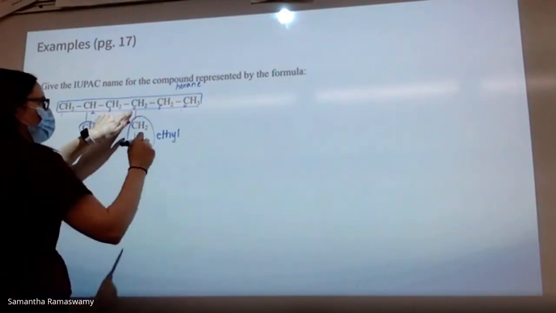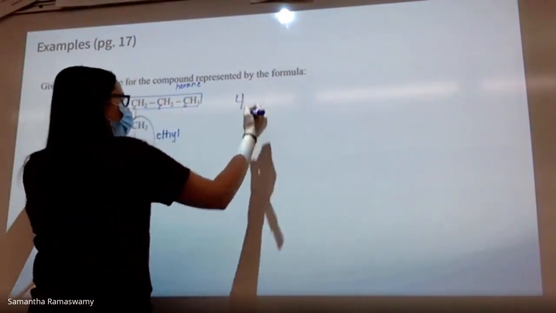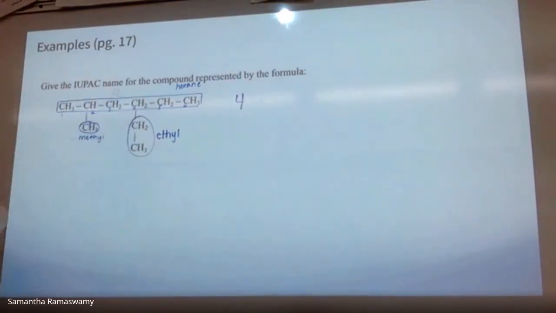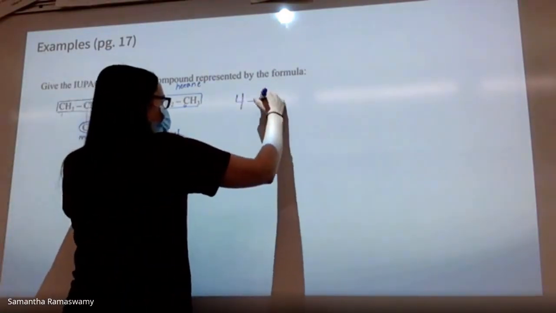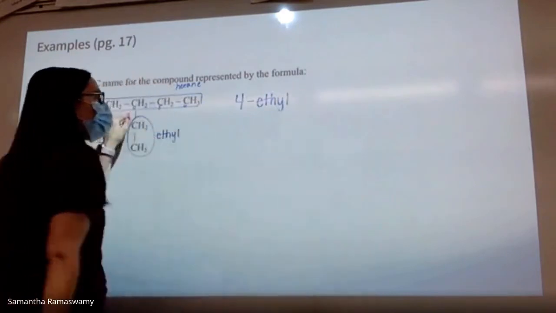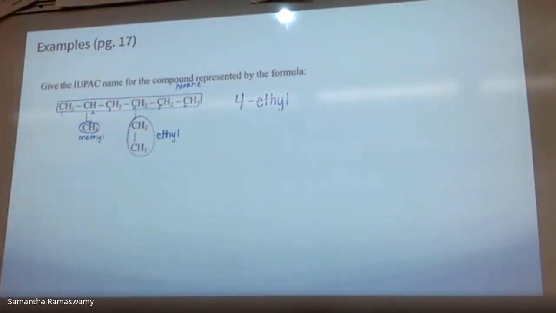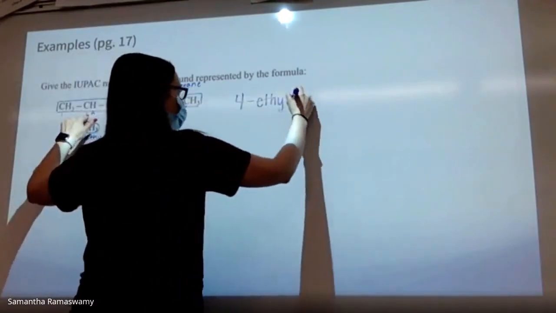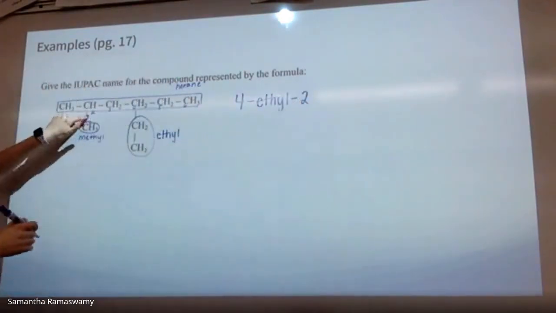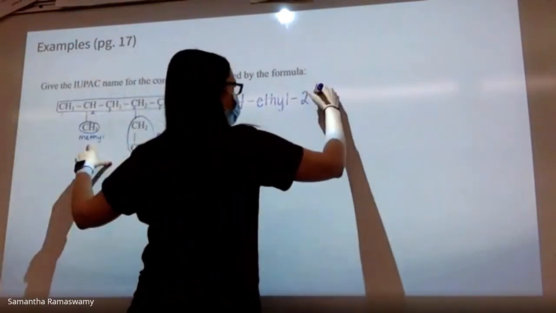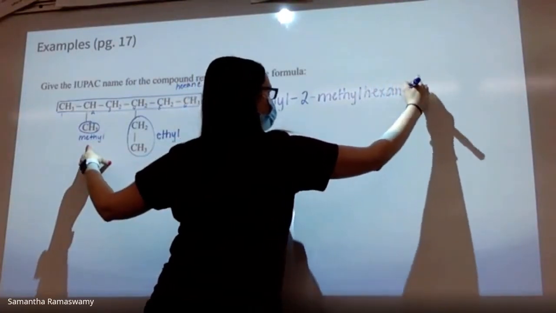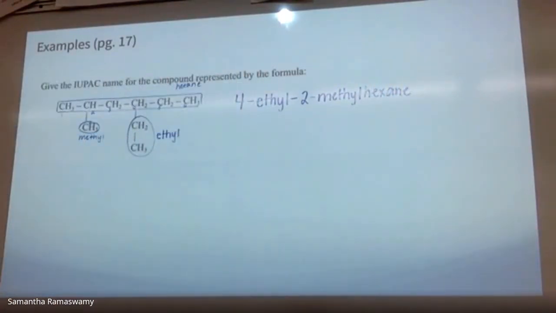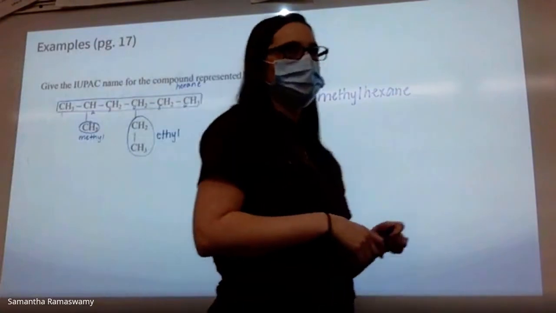So we're going to use the 4 because that's the carbon that it's attached to. There's only 1 ethyl, so we only have 1 number. You separate numbers and letters with dashes. So 4-ethyl. Then we have another substituent, so I'm going to use another dash because we're separating letters and numbers. 2-methyl, and then add the parent name. So 4-ethyl-2-methylhexane. You name the substituents in alphabetical order, not numeric order.